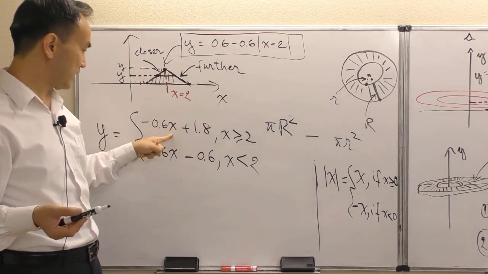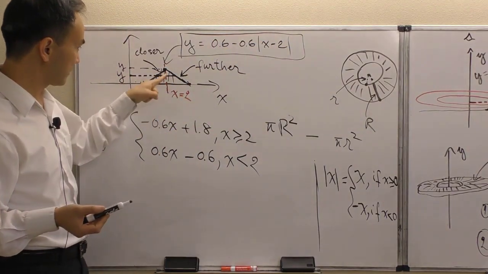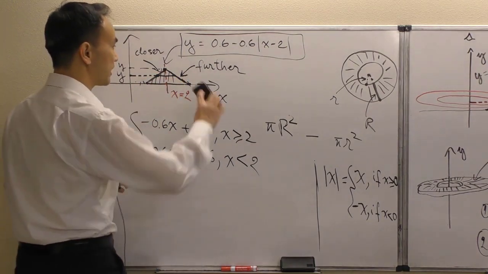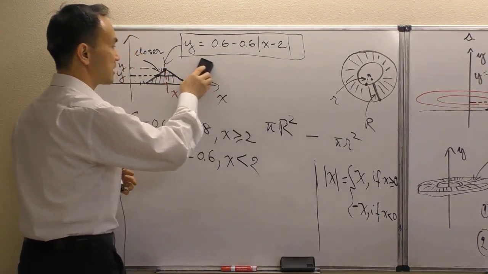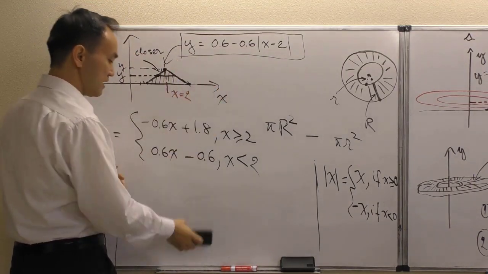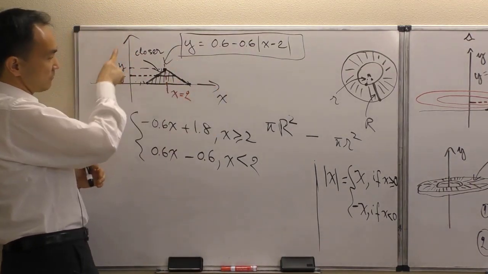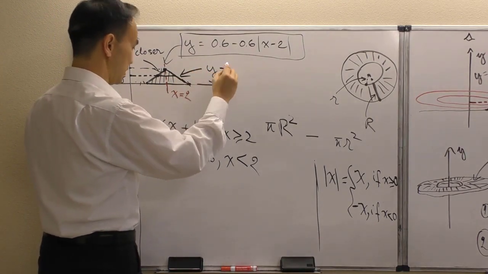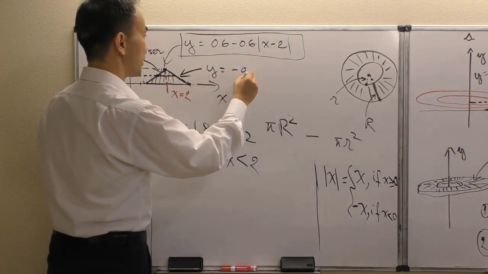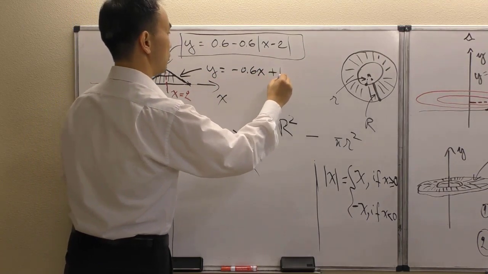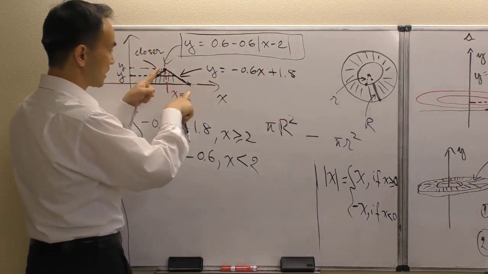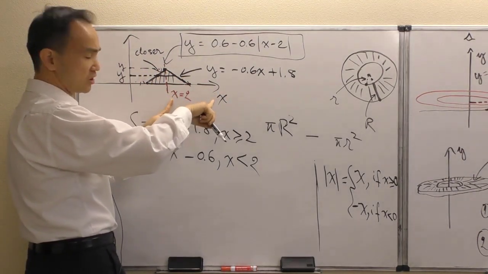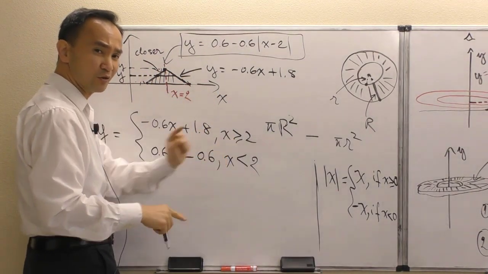So this one here is the right piece. So now I can start putting it into my picture over here. The further curve, the boundary here that's further away from the rotation axis, this part here is y equals minus 0.6x plus 1.8. See, and checking for consistency, because that piece of curve here stays to the right-hand side of x equals 2, because x is greater than or equal to 2.